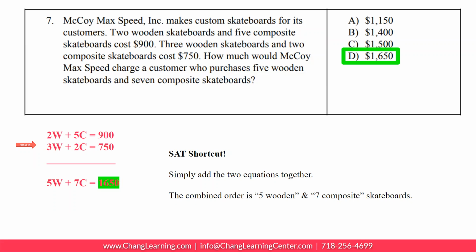Look for these shortcuts where you can either add the equations together or subtract one from the other. Here, if we put both orders into one giant cart, we'd put in the 2 wooden, 5 composite, 3 wooden, and 2 composite, and just add column-wise. So if we change the order to one giant order, 2 plus 3 is 5 woodens, and 5 plus 2 are 7 composite skateboards. Well, you just have to add the cost for each separate order as a combined order. 900 plus 750 is 1650, and that was the SAT shortcut.